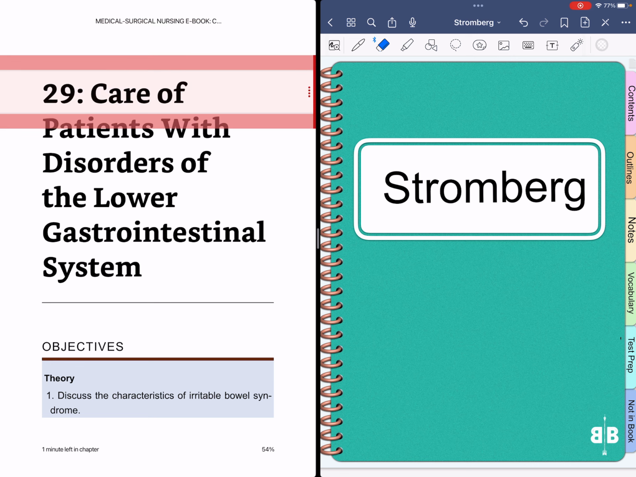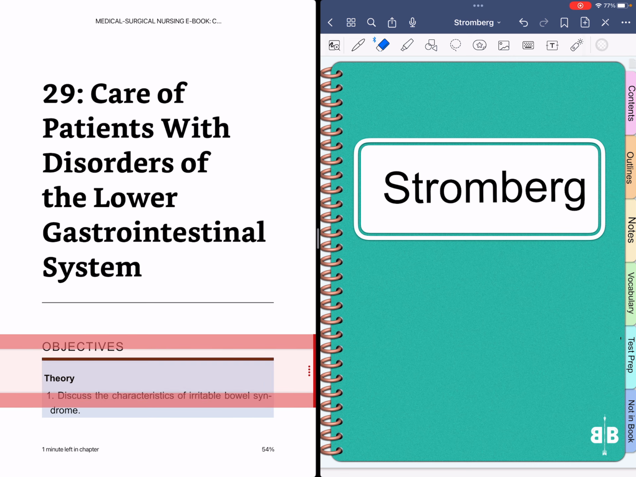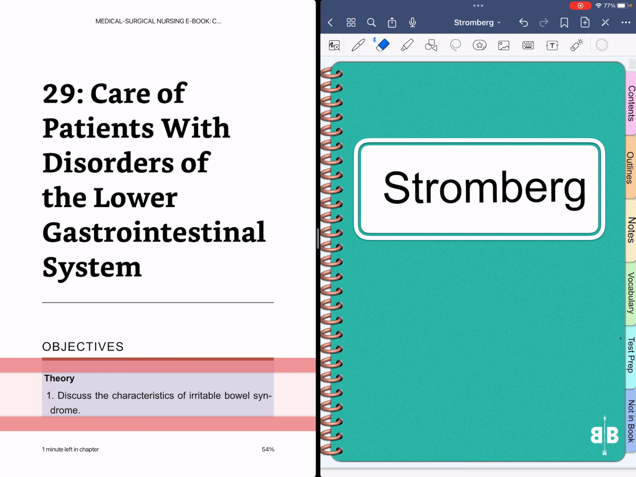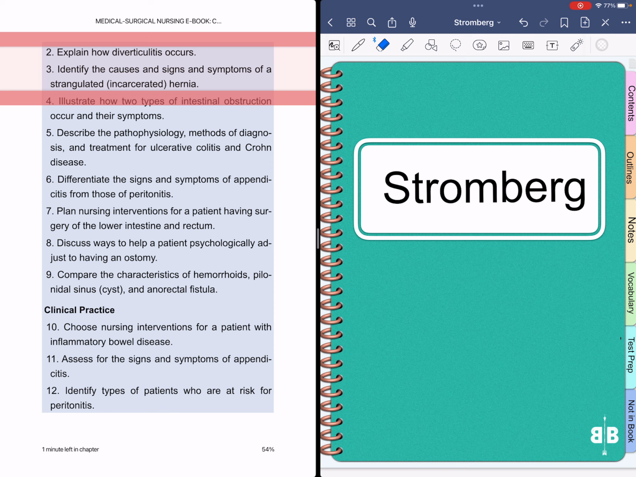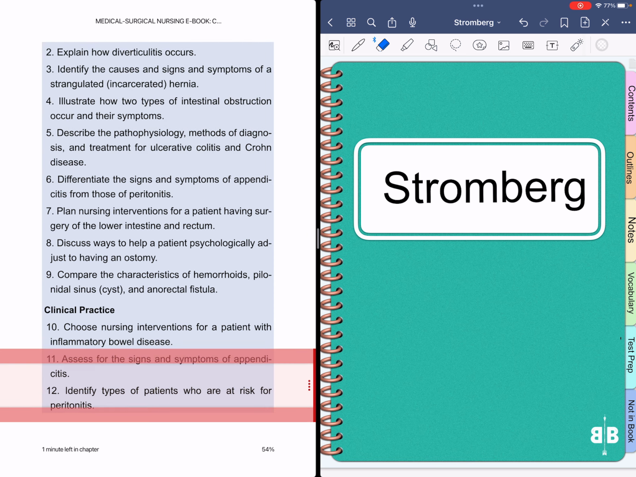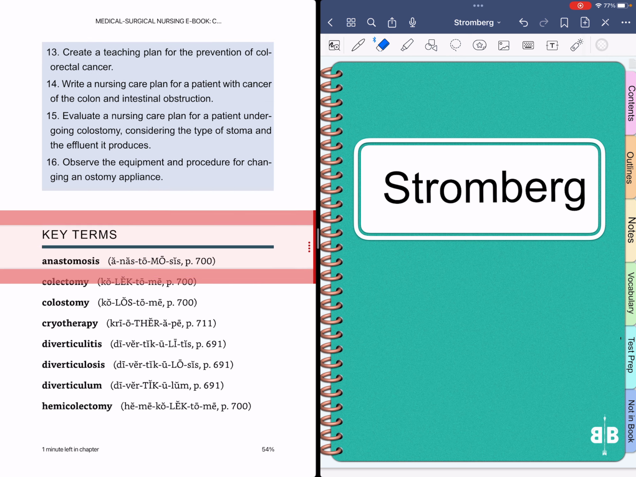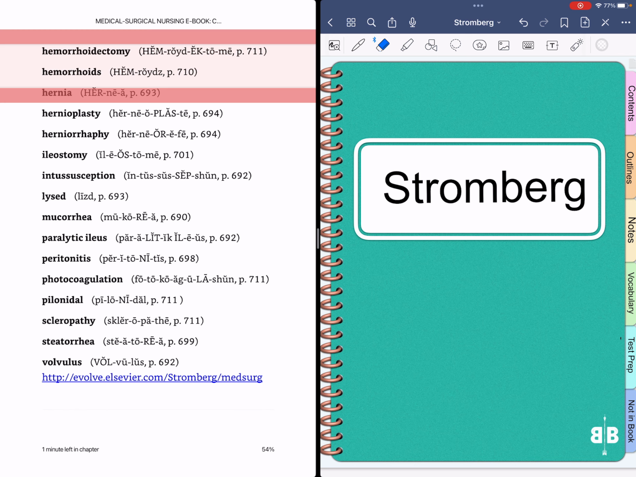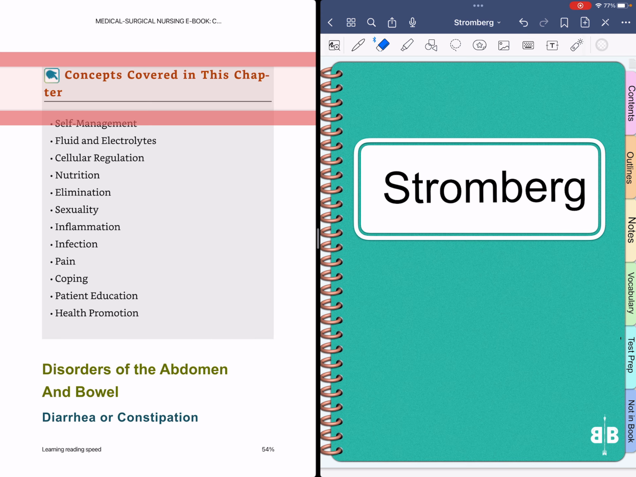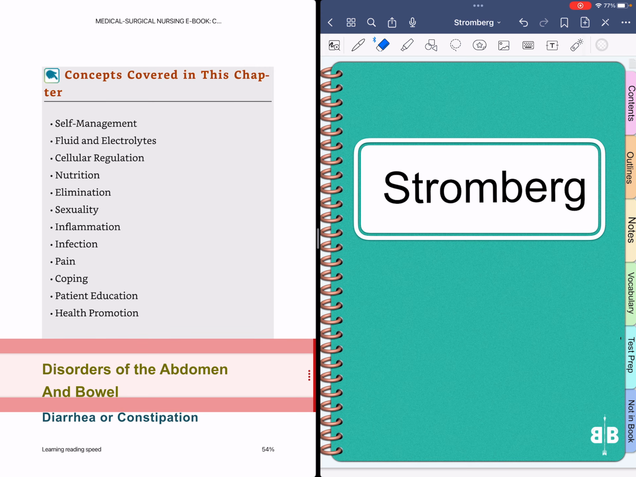Remember, we are in chapter 29. And we use these objectives to develop our test prep questions. So we turned all of these objectives into questions and wrote those in that test prep area. We did our vocabulary, key terms. We looked at the meanings of these words, how they're related to each other. We've done all of the vocabulary at this point. And I showed you one way to outline the chapter by using these headings.